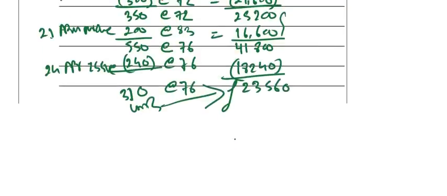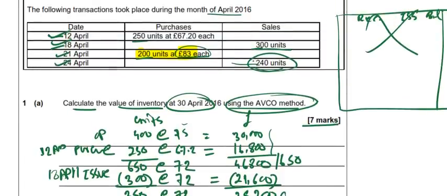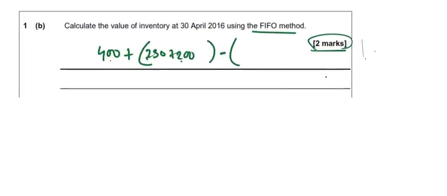And minus, a couple of times we disposed, basically sold, 300 and 240. So we're gonna take it away, 300 and 240. So how many items are you left with? If you do the calculations, you'll see you are left with 310 units. This is exactly like AVCO. That's the closing inventory. Under FIFO, how are you going to value it?